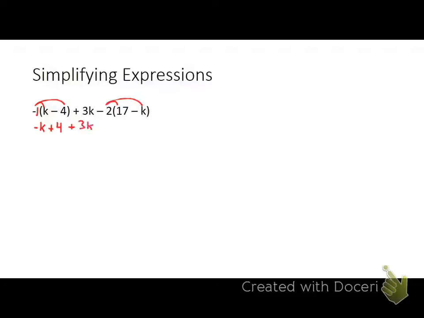Then I still have my 3k, and here's where you've got to be careful. When we're distributing here, you want to distribute this 2, but also the sign in front of it. Since this is a negative, it is going to change the signs of these two values inside the parentheses. So -2 times 17 is -34, and -2 times -k, a negative times a negative is a positive.